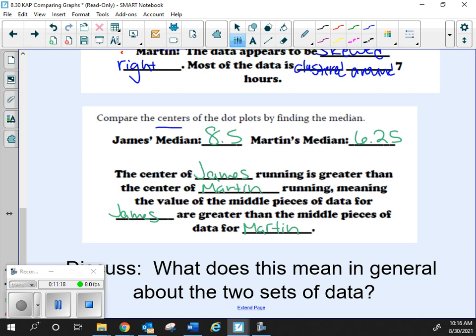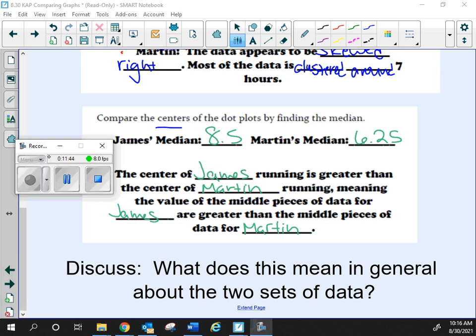Yes, sir. I just have a question. If there was like a million numbers in James and there was like a million numbers in Martin's, how would you calculate the median? The same exact way. If there's like a million numbers, the 500,000. If it's a million, it would split the 500,000 and the 500,000 and one. So what if there was like a million decimals? I'm not going to give you that problem, so we're going to keep moving on.